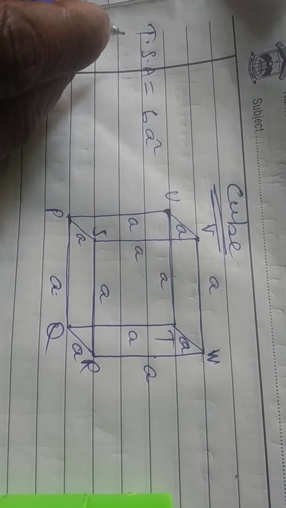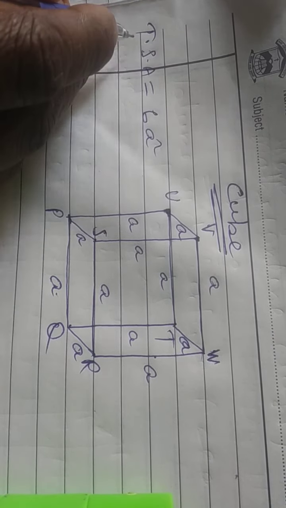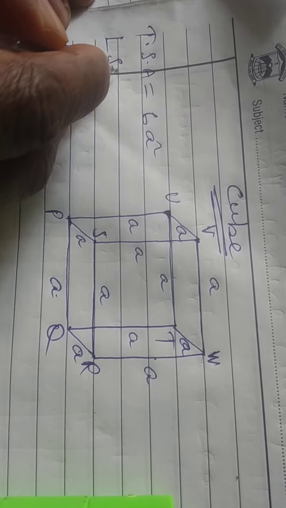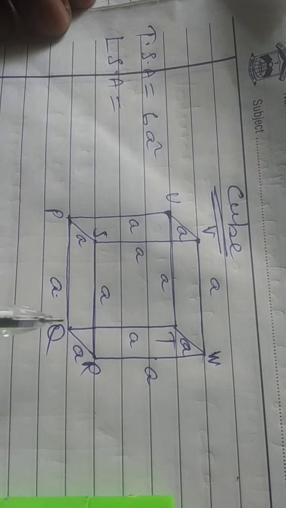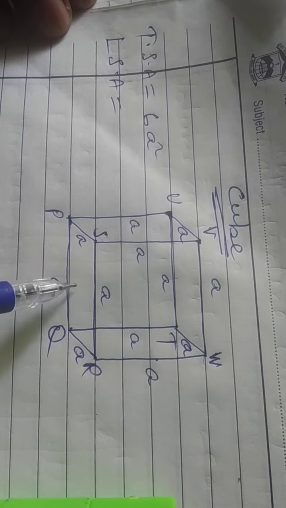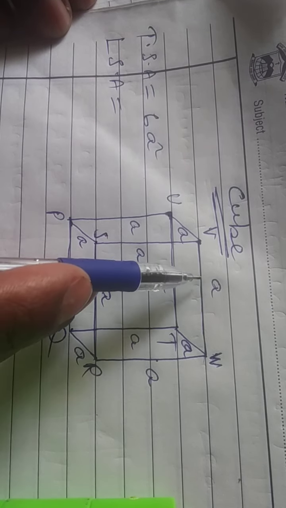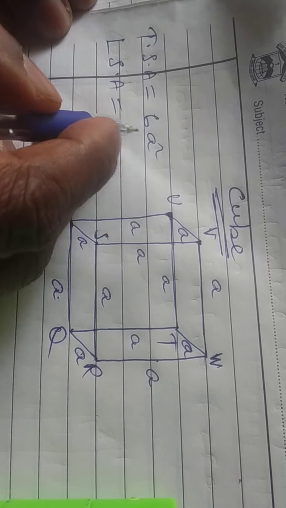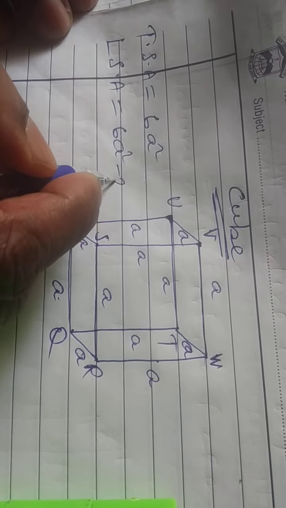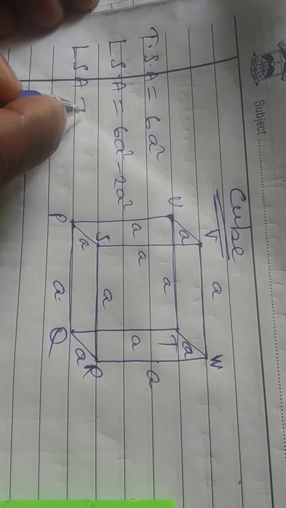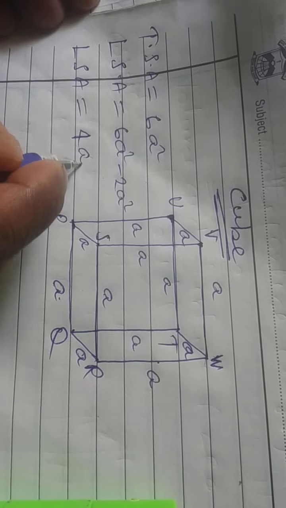This is TSA. After this, for LSA, the lateral surface area, we have to subtract two areas: a square and a square, the lower area and the upper area. If we subtract them from the total surface area, we get 6a square minus 2a square, and therefore the LSA of the cube will be 4a square.